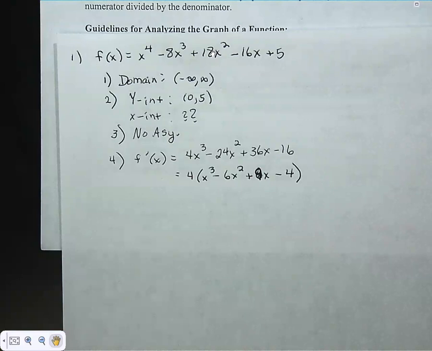Does 1 work? 1 minus 6 is -5, plus 9 is 4, 4 minus 4 is 0. So we found the first 0. Not scientifically, not methodically, but we just guessed and we tried, and I wouldn't give you one that you couldn't find that first 0 pretty quickly.